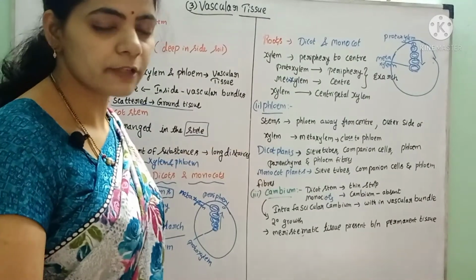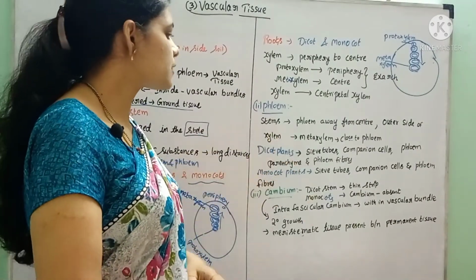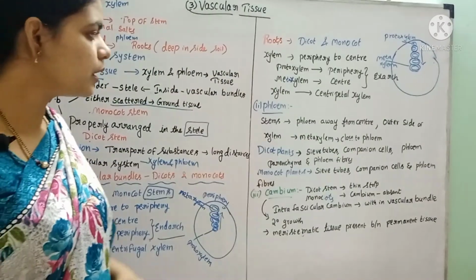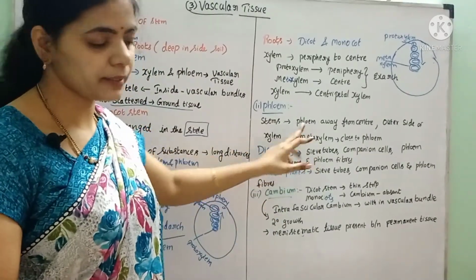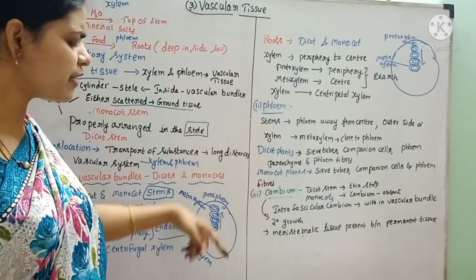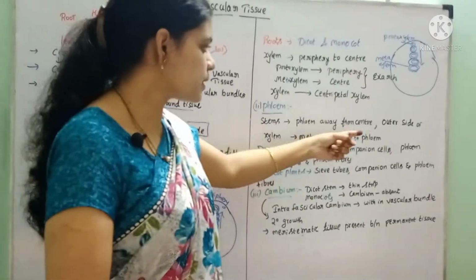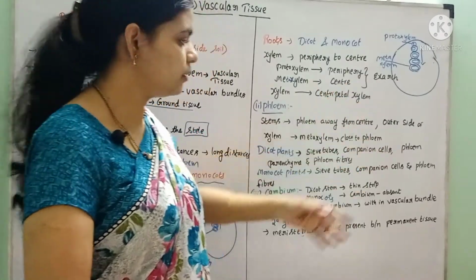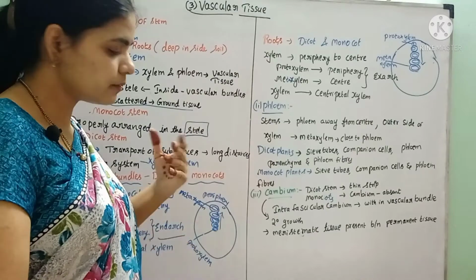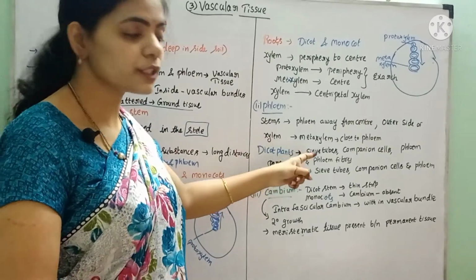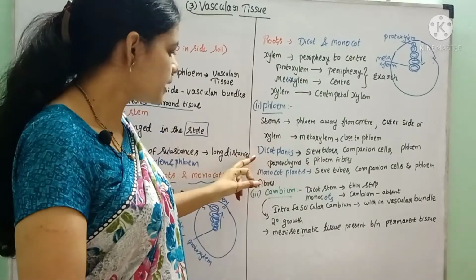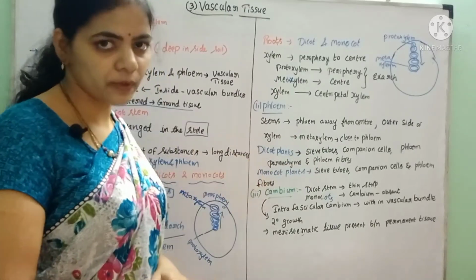Next element is the phloem. Here there is a phloem in stems. If you see in stems, the phloem is away from the center. Here it is not located in the center like the xylem. It is away from the center, which is outside of the xylem. The phloem was located in the stems, that is, this phloem was present nearer to the metaxylem. We see this in the dicot plants and monocot plants.